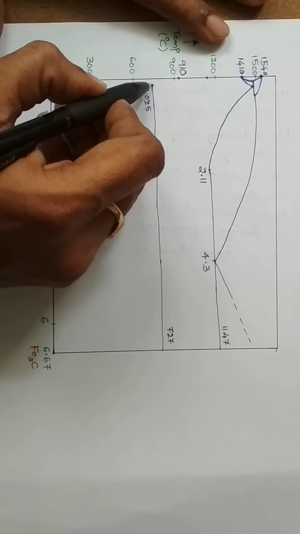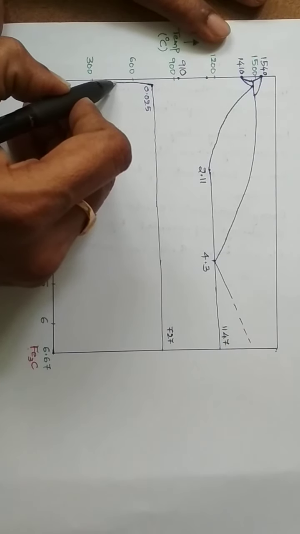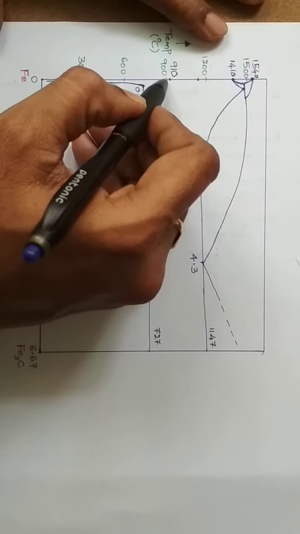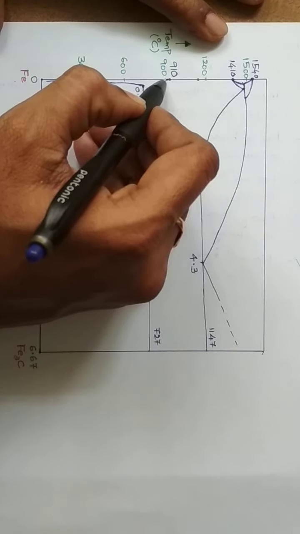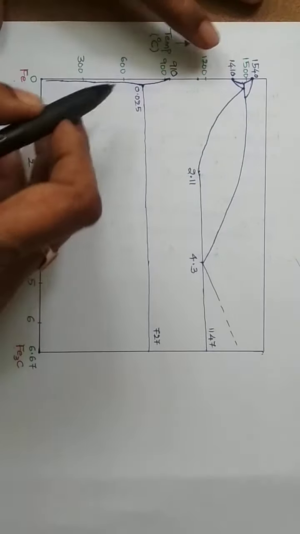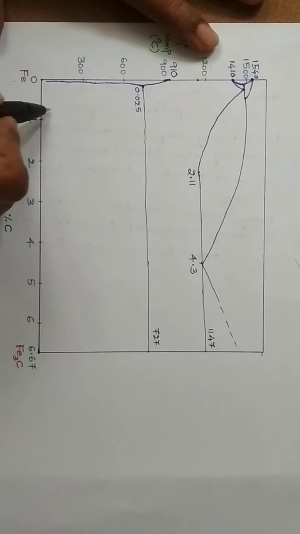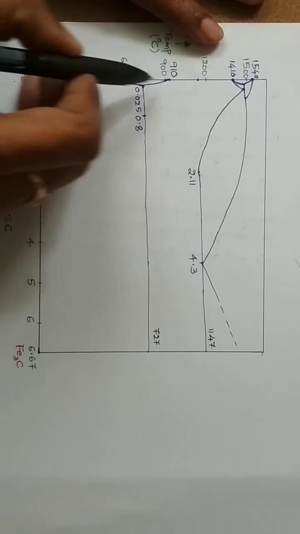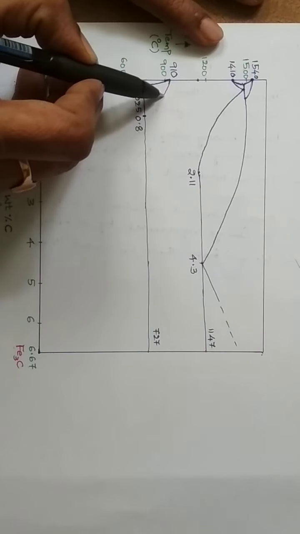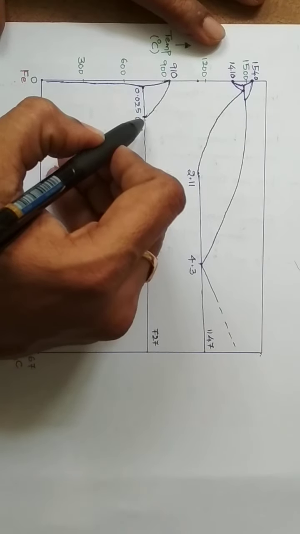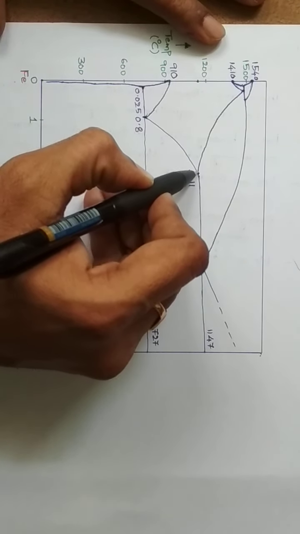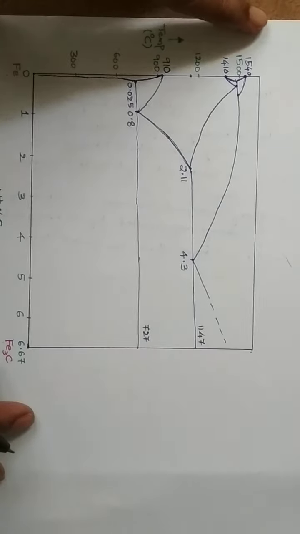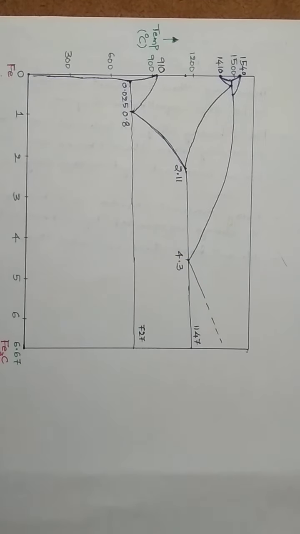As the temperature decreases, the solubility of carbon in iron also decreases. Let us draw this boundary and mark another point, 0.8. Let us draw this, and from 0.8 let us join this point, 2.11. So this completes the phase diagram.